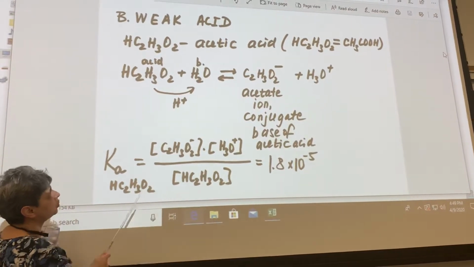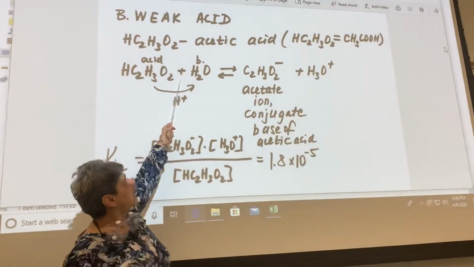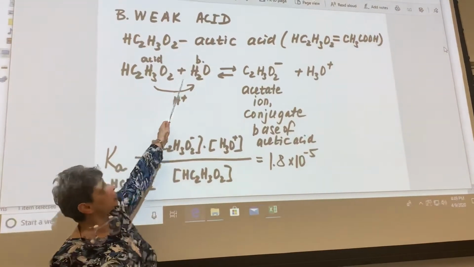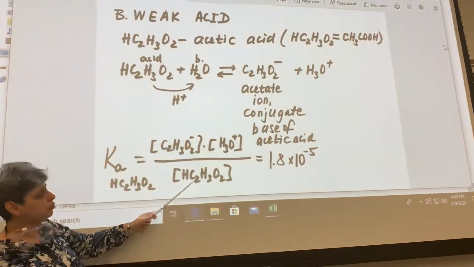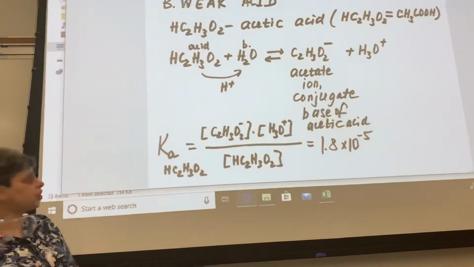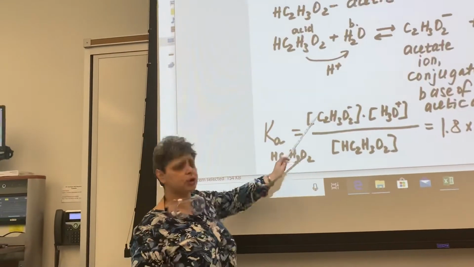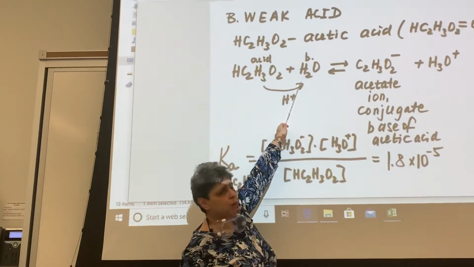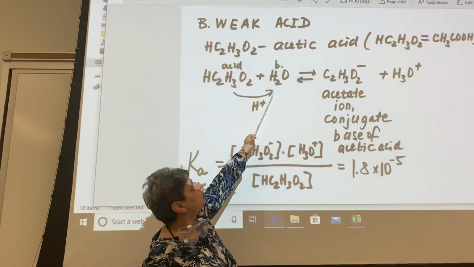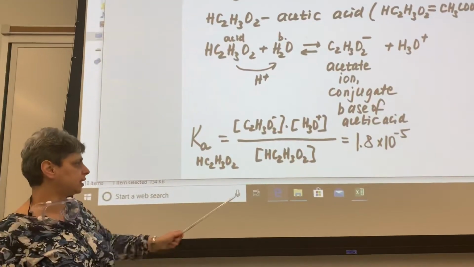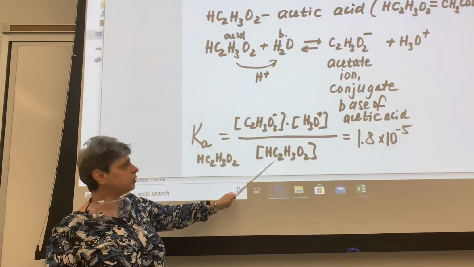You will notice, of course, that water is not included in the expression for Ka, although water, of course, is a reactant. So why would water not be included? Well, hopefully you know from lecture that because water is a solvent, there's very large amount of water molecules around. And so concentration of water is considered to be constant throughout all of this, and therefore water is not included.